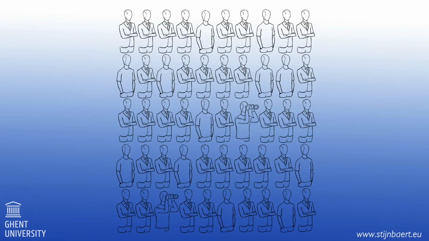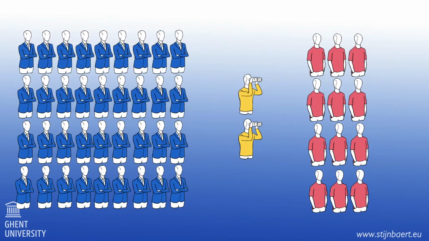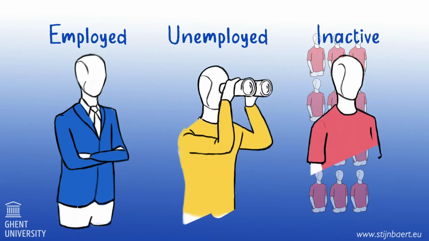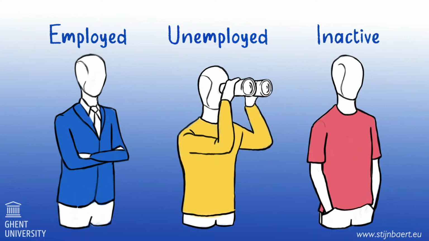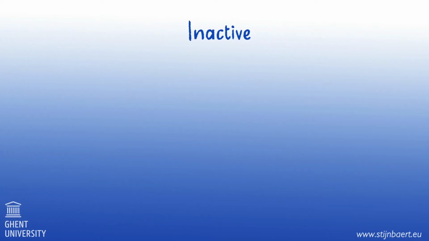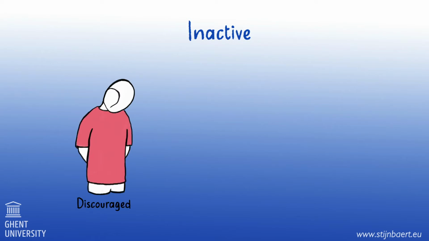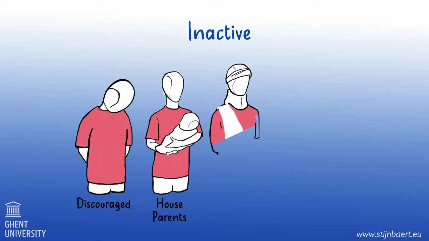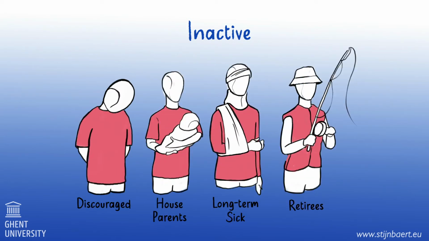Firstly, we need to divide the population into three groups: the employed, unemployed, and inactive. Unemployed people do not have a job but are looking for one. Inactive people also do not have a job but are not looking for one either. These include the discouraged unemployed, house husbands and housewives, the long-term sick, and early retirees.